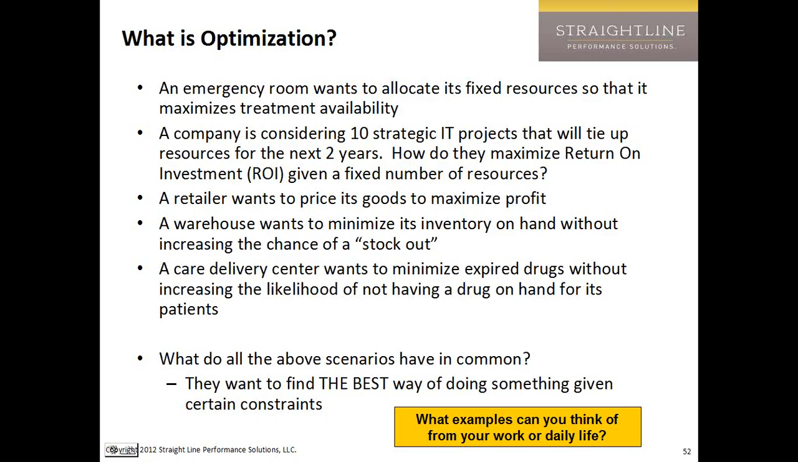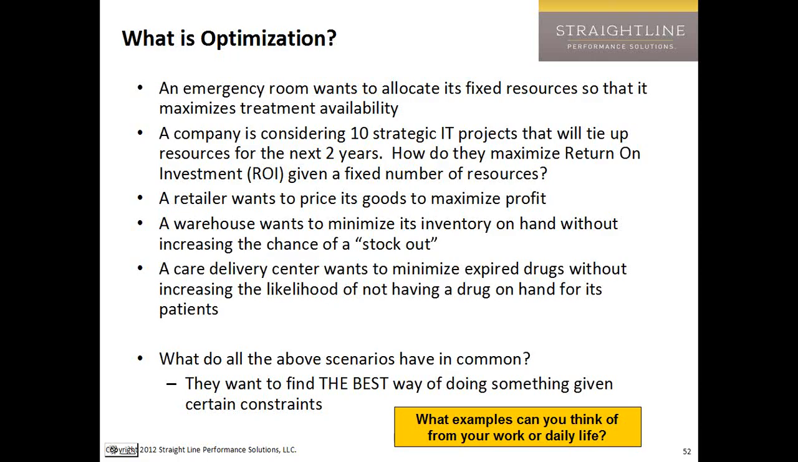Number 3, a retailer wants to price its goods to maximize profits. Number 4, a warehouse wants to minimize its inventory on hand without increasing the chance of a stock out. Very common. So we might have a constraint on the probability of stock outs, but we want to minimize our inventories. Finally, a care delivery center wants to minimize expired drugs without increasing the likelihood of not having a drug on hand for its patients. I'm thinking of maybe an oncology practice, where it's critical to have enough drugs so that when patients come in for chemo, you can deliver it. But drugs are expensive to mix, and if we mix them up and they expire, bad news, high cost.